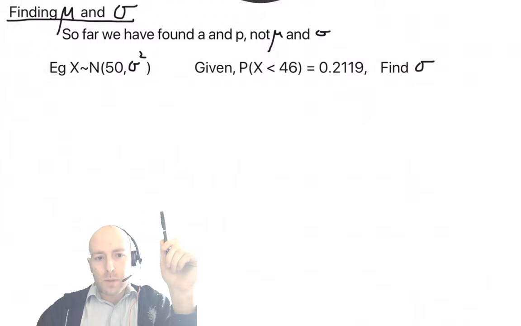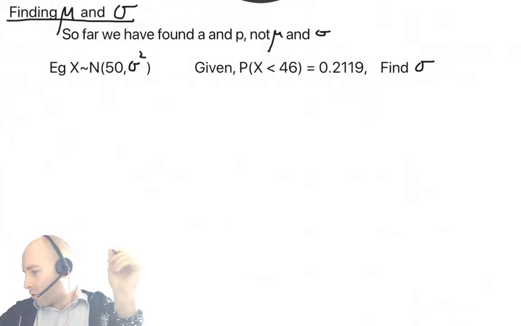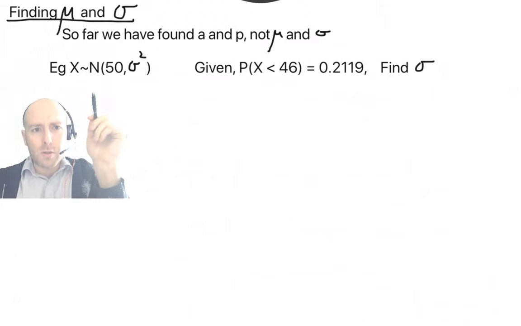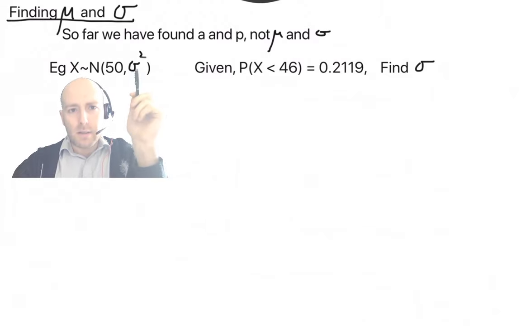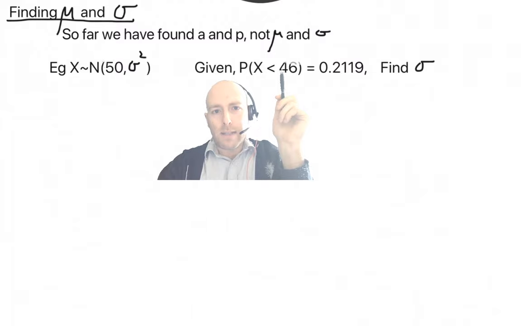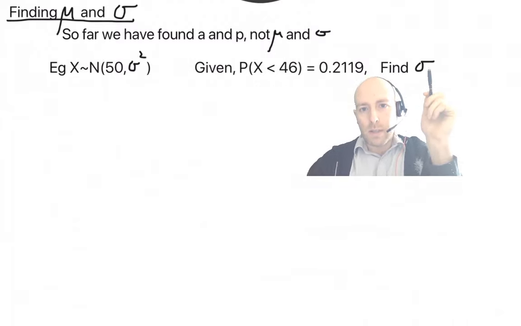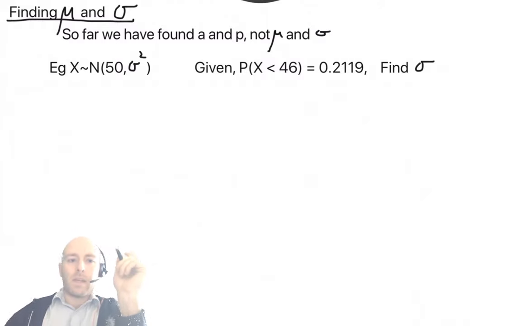Cool. So we're going to do this one as an example, and then you guys are going to try one yourselves. So we've got a normal distribution with a mean of 50 and sigma as an unknown. We're told for x less than 46, the probability is 0.2119. We want to now use that to find sigma.